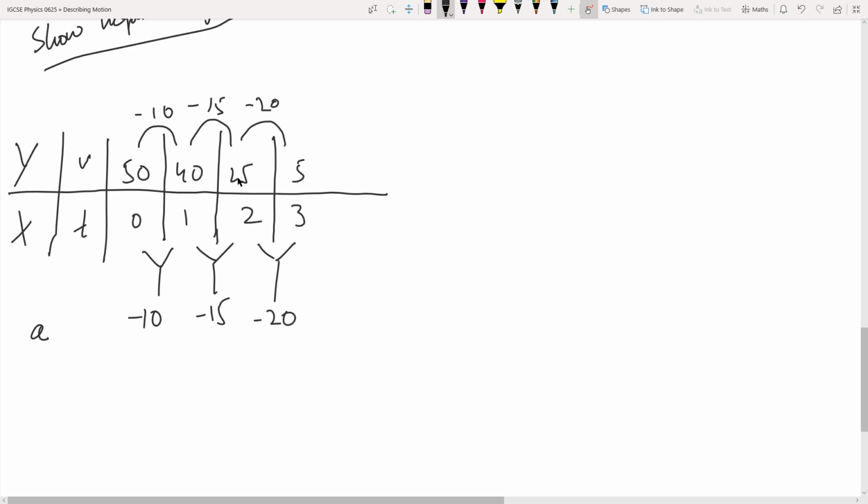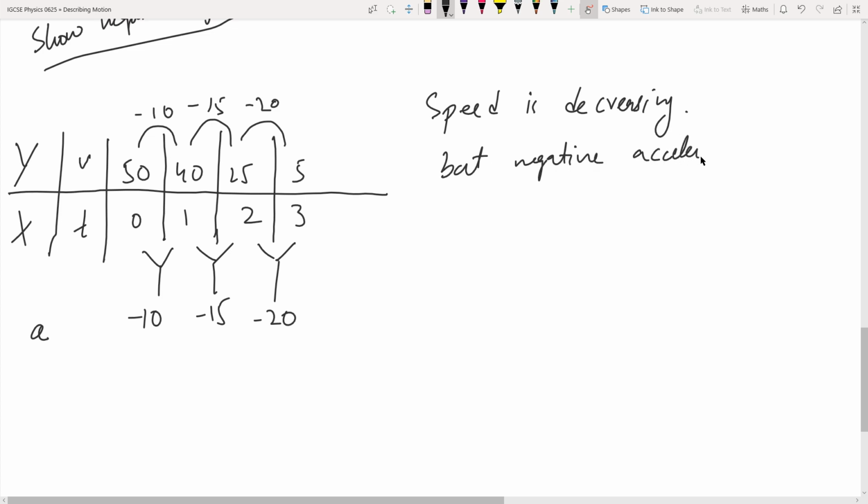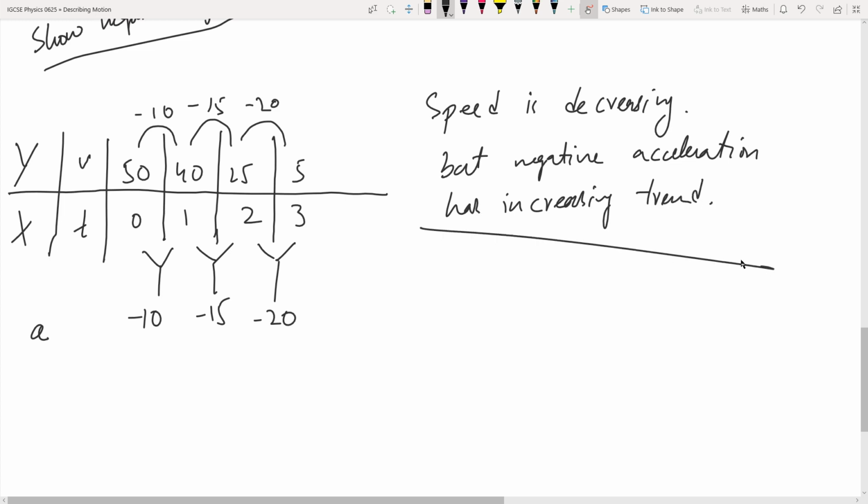Now even though the car is braking, speed is decreasing, right? Why? Because as you can see the trend, the speed is decreasing dramatically, but negative acceleration has an increasing trend, right? So we call this increasing deceleration, right?